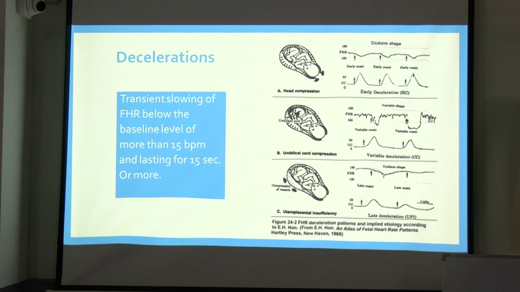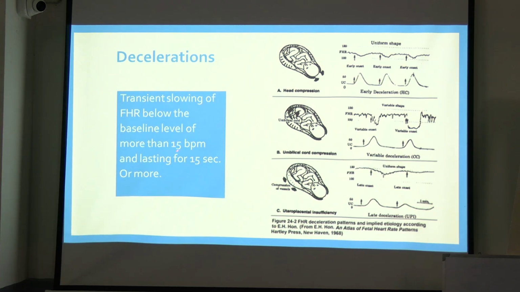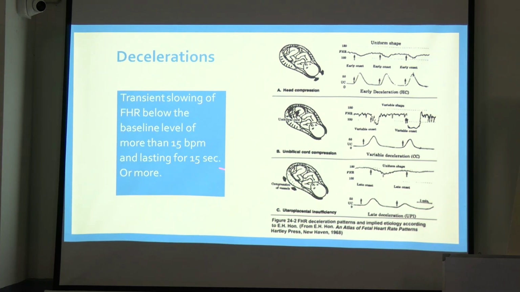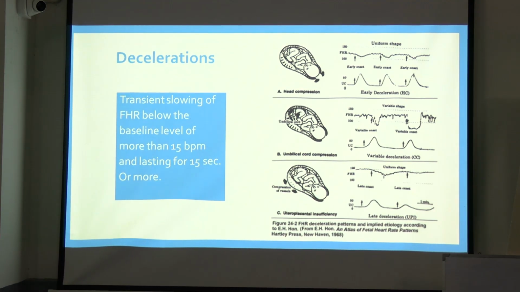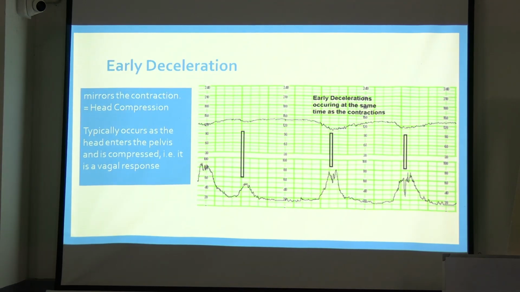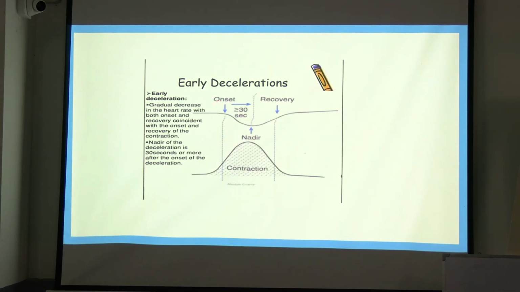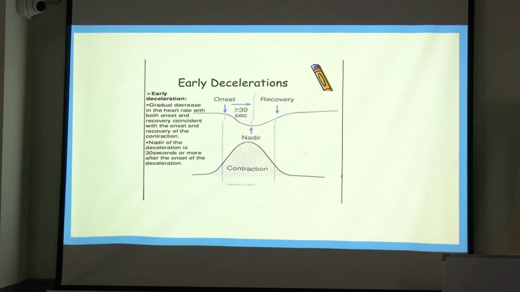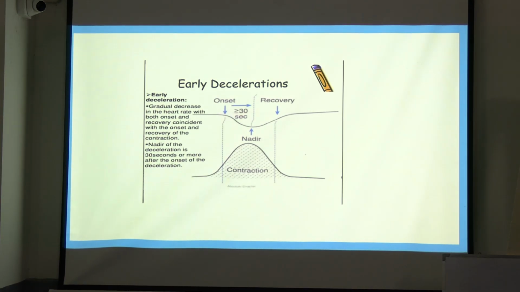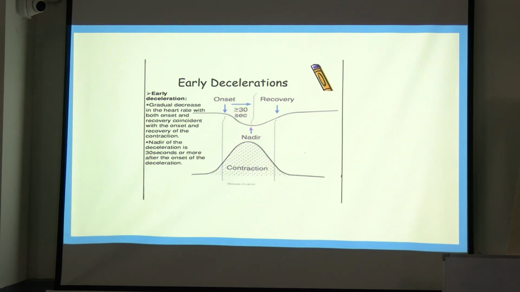Transient slowing of fetal heart rate below the baseline level of more than 15 beats per minute lasting for more than 15 seconds is called deceleration. The definition is the same: acceleration is above the baseline and deceleration is below the baseline. Okay. Here, this is early deceleration. The lowest point of the deceleration is called the nadir, this is the onset of the deceleration, this is the recovery of deceleration.